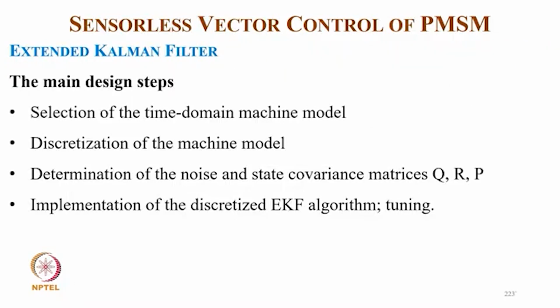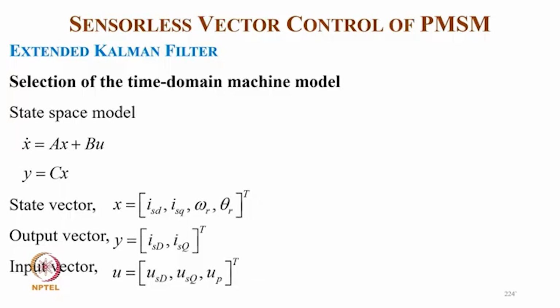Coming to the extended Kalman filter, the main design steps are selection of the time domain machine model, discretization of the machine model, determination of the noise and state covariance matrices Q, R, P, and implementation of the discretized extended Kalman filter algorithm tuning.